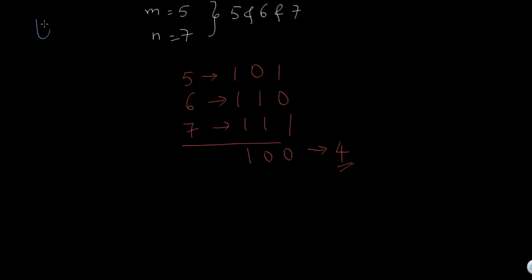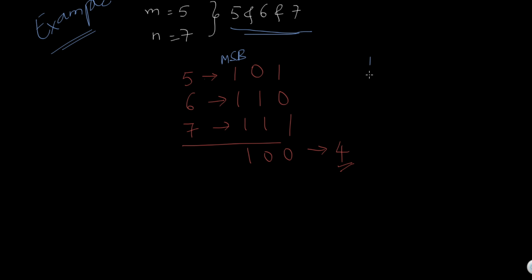So let us see one of the examples given. Here m is given as 5 and n is given as 7. So we have to perform the AND operator over the range 5 to 7, that is 5, 6 and 7. If we convert 5 into binary, it will be 101, where this is the MSB, that is the most significant bit. 6 will be written as 110 and 7 will be written as 111.